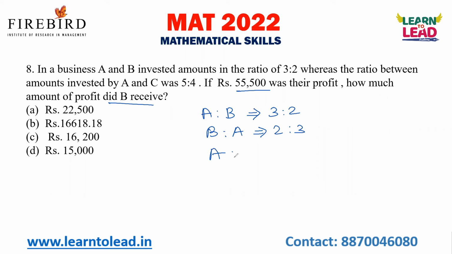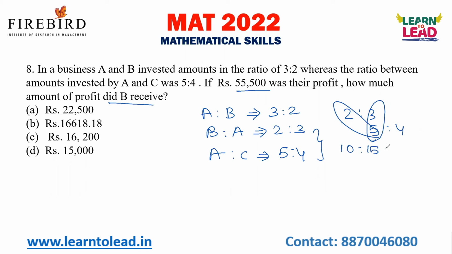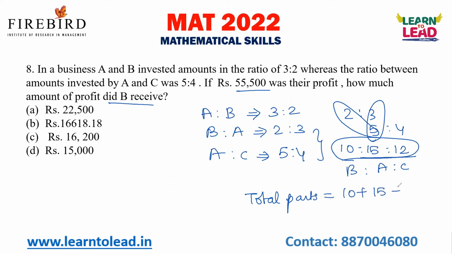And again, I know that A is to C is nothing but 5:4. If I combine these two ratios, 2:3 and 5:4, 2 5s are 10, 3 5s are 15, and 3 4s are 12. So 10, 15, 12 is the ratio of B is to A is to C. For finding out the total parts, you should add all the values, which is 10 plus 15 plus 12. What is 10 plus 15 plus 12? 25, 25 plus 12 is 37.